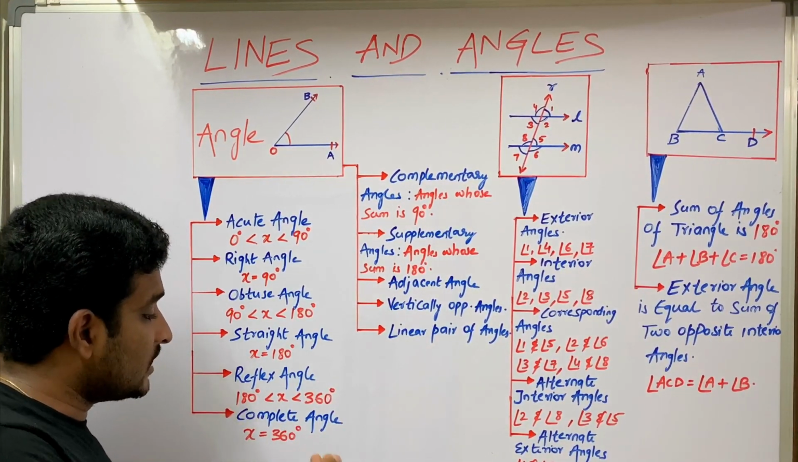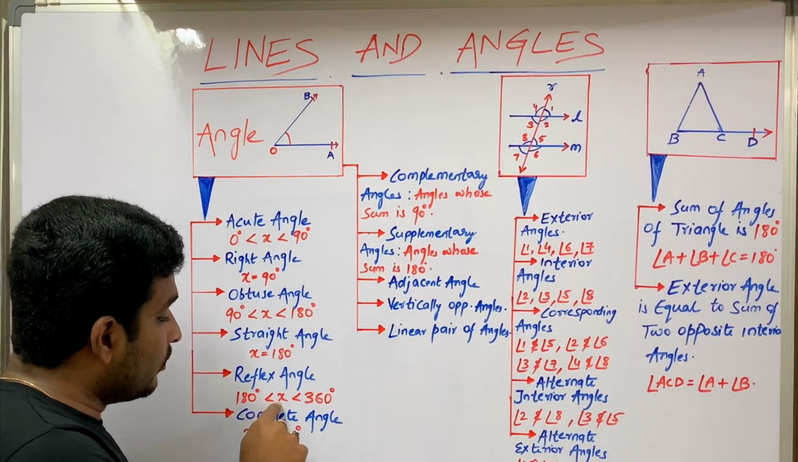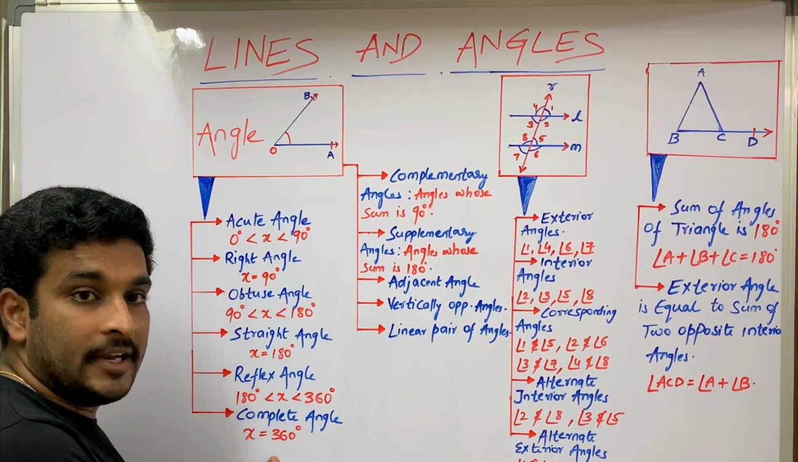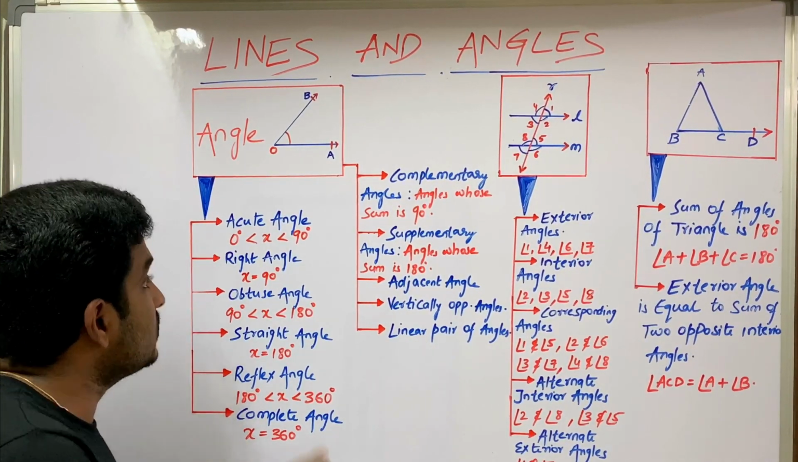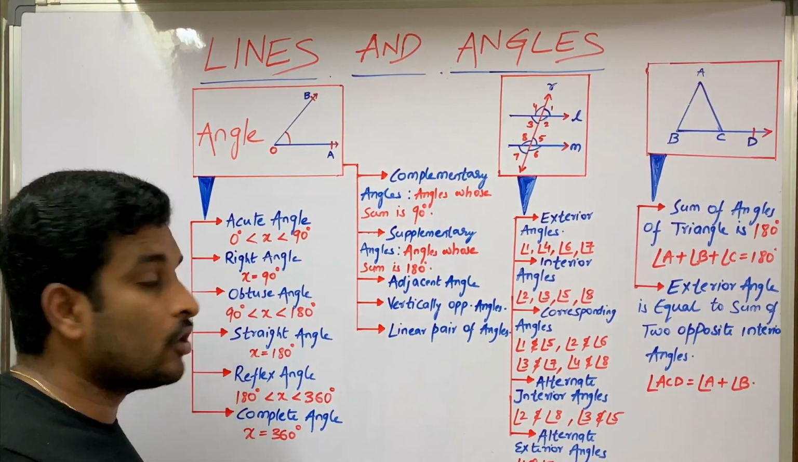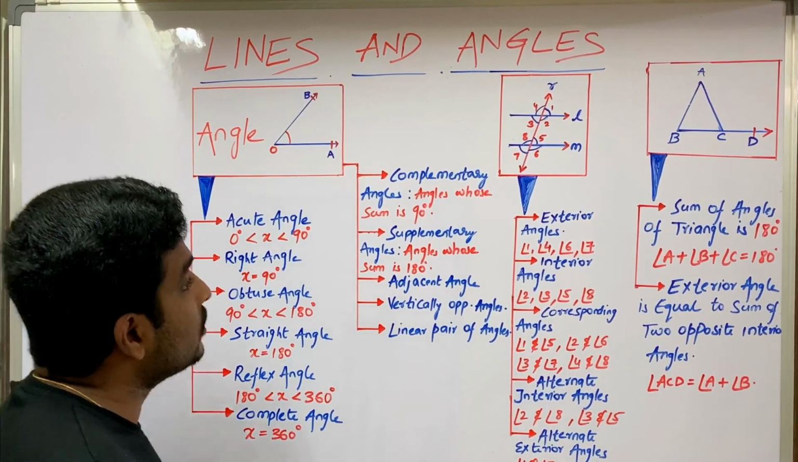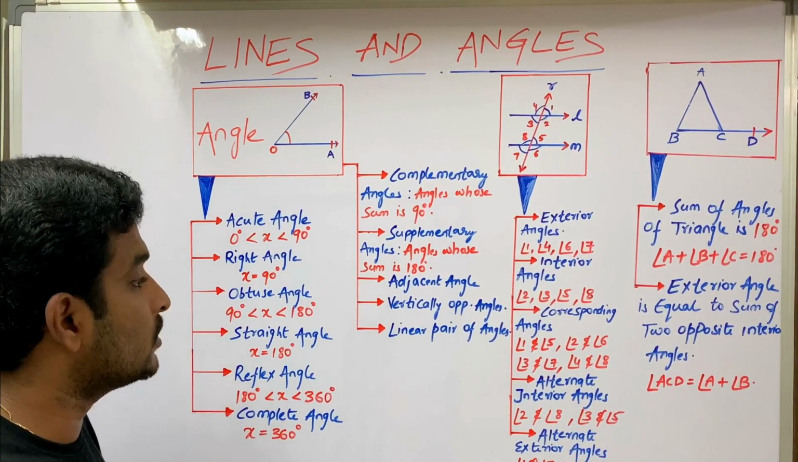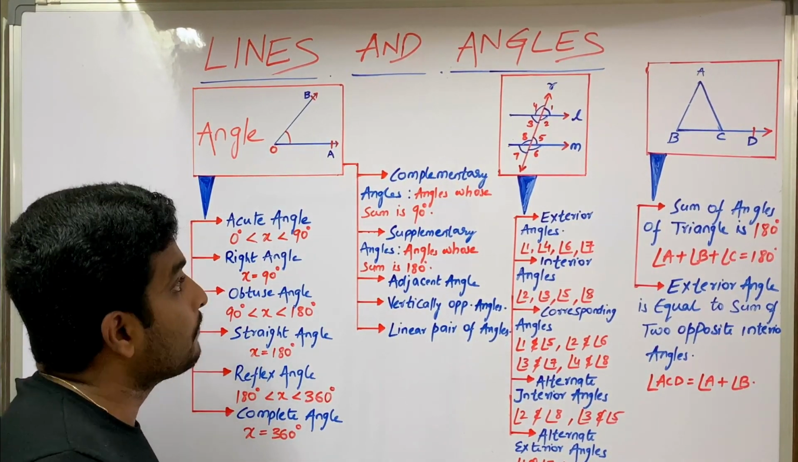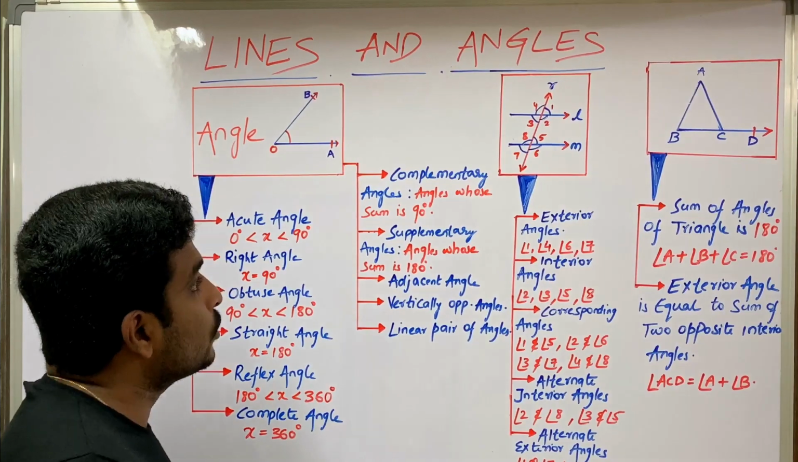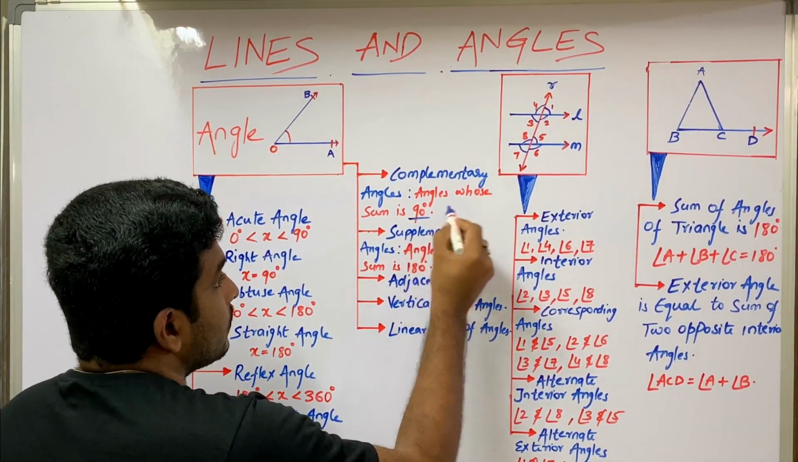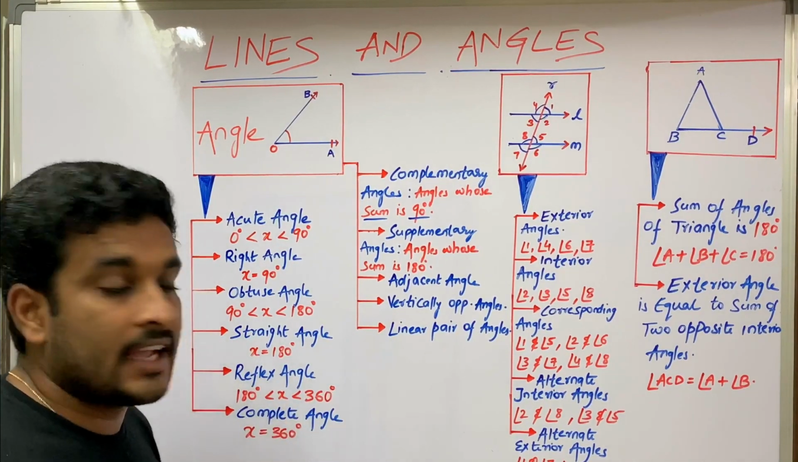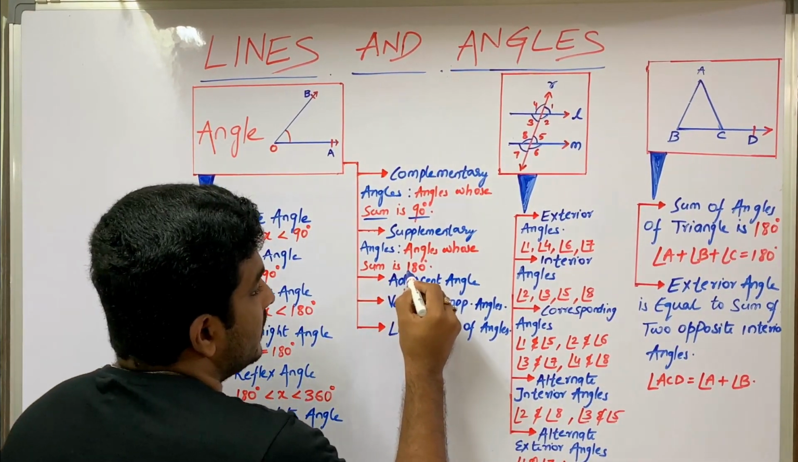Coming to the reflex angle, the other part of the straight line, the angle will be between 180 degrees and 360 degrees. And the complete angle is X equal to 360 degrees. These are the basic angles we know from our primary classes. Now coming to complementary angles, supplementary angles, adjacent angle, vertically opposite angle, linear pair of angles. Complementary angles are angles whose sum is 90 degrees. Supplementary angles are angles whose sum is 180 degrees.